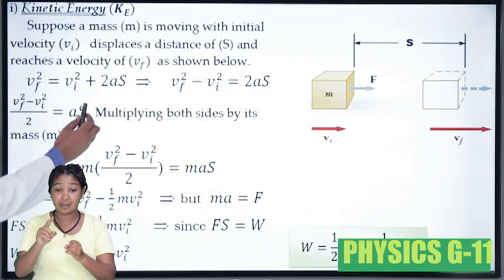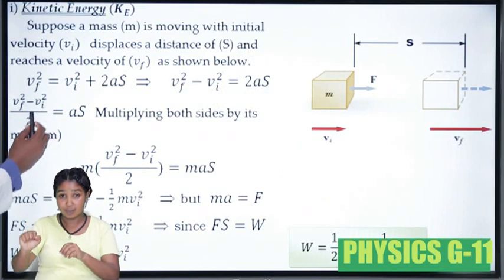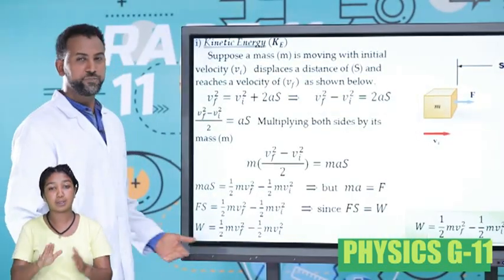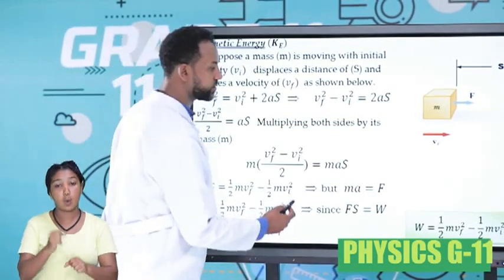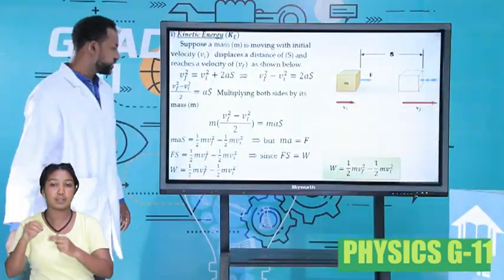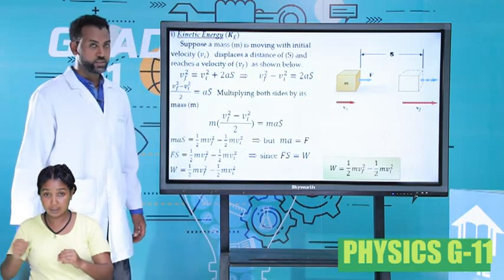Then, at last, you can find this expression: acceleration times displacement is equal to v final squared minus v initial squared over 2. Then, we have defined work. Previously, we have defined work as what? Work is equal to force times displacement. Therefore, when you substitute, work is equal to force times displacement.